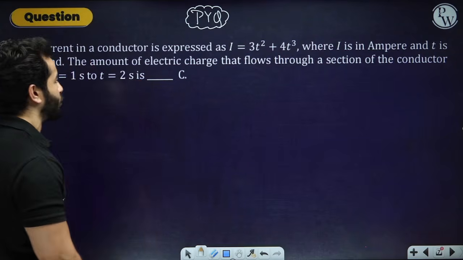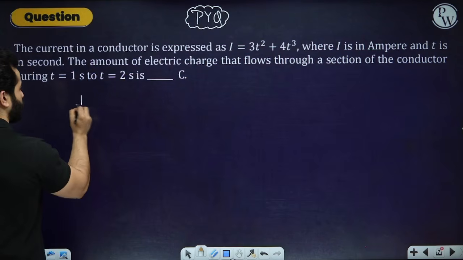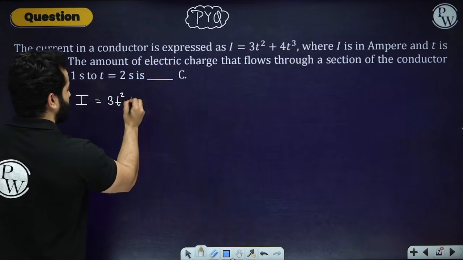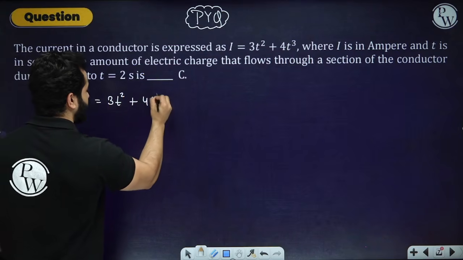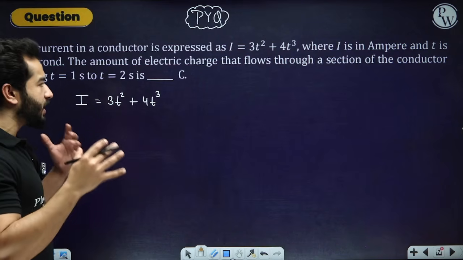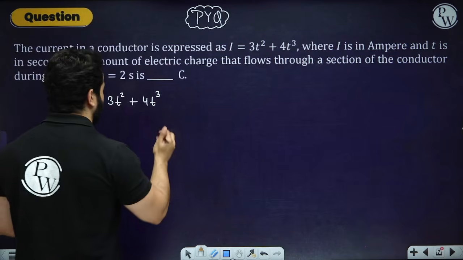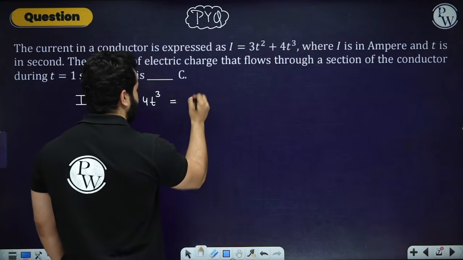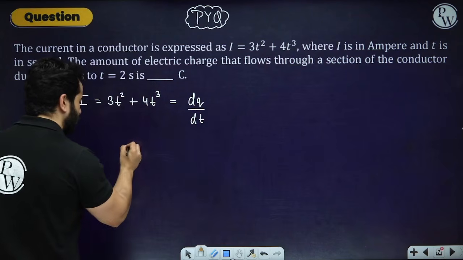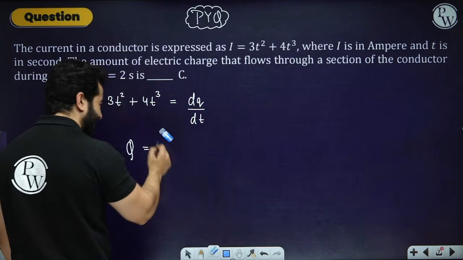Now let's see what this question is talking about. The current in a conductor is expressed as I equals 3t square plus 4t cube, where I is in ampere and t is in second. We need the amount of electric charge that flows through a section of the conductor during this time. We know that I can be written as dq by dt, and if someone is asking about dq, let's just integrate it.